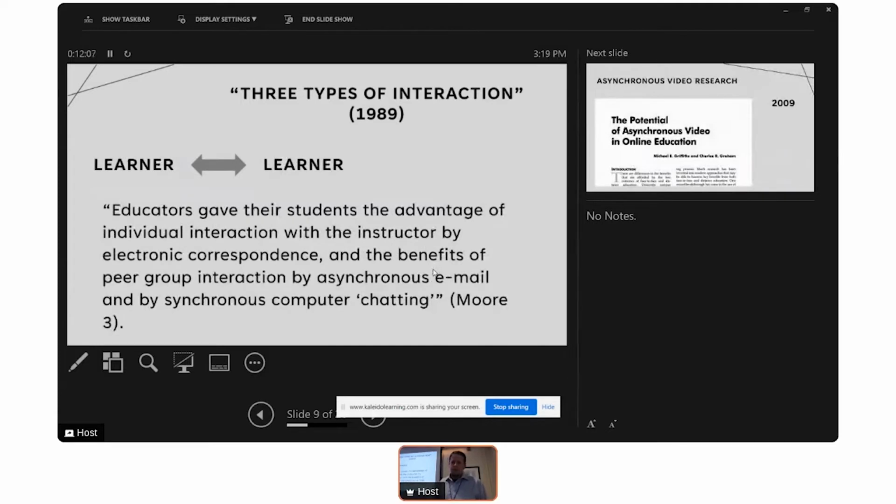And then learner to learner. Educators gave their students the advantage of individual interaction with the instructor by electronic correspondence, and the benefits of peer group interaction by asynchronous email and by synchronous computer chatting. So in 1989, I remember first chatting probably like 95, 96, and it was amazing.